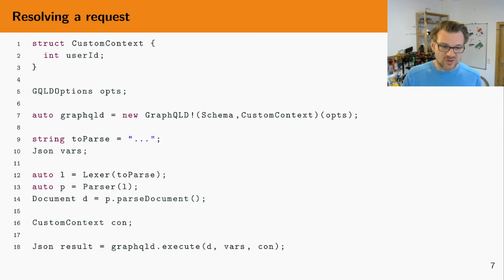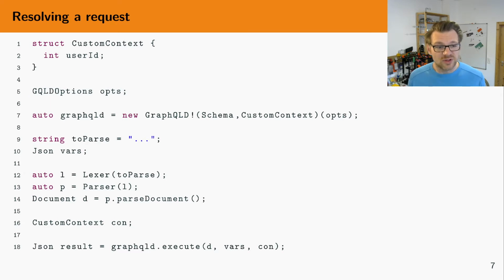Before we go into how to resolve that, we have to look at what kind of setup we have to do to actually get started. So one thing that will come up later quite often is the custom context, and this can be any struct you define that will be passed to all the resolvers that actually later will turn the requests into JSON and return that. But here for now, for simplicity's sake, we just have one member, the user ID, and we're going to see that used later as well. Then there are some options we can define for the GraphQLD backend, but we're going to skip those. You can look those up in the documentation.